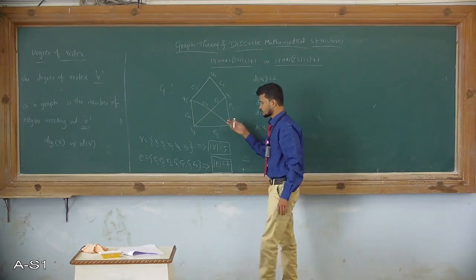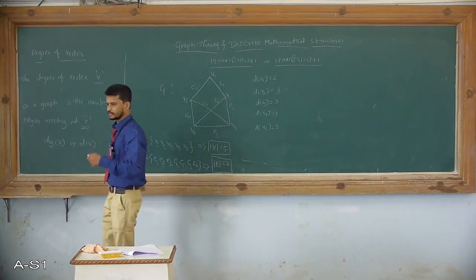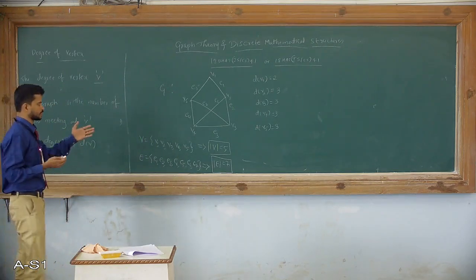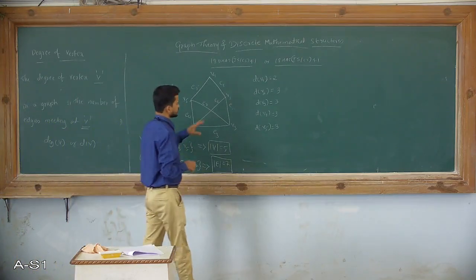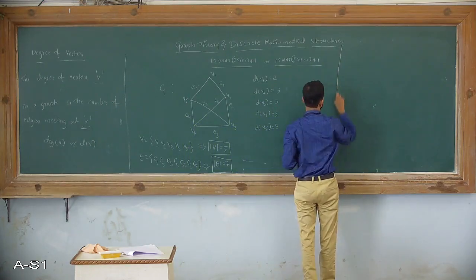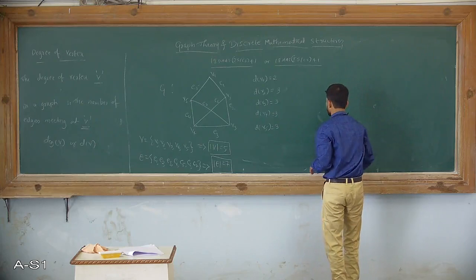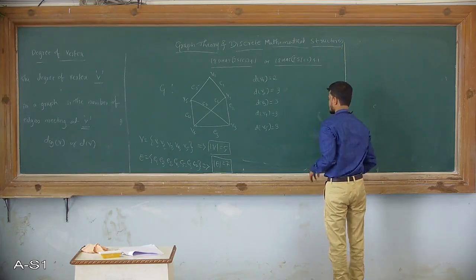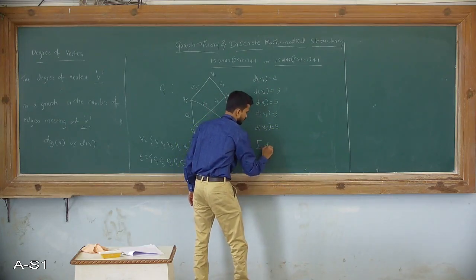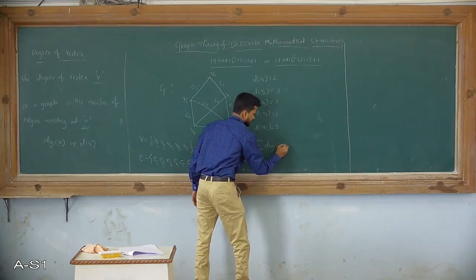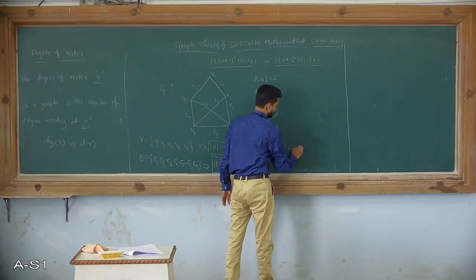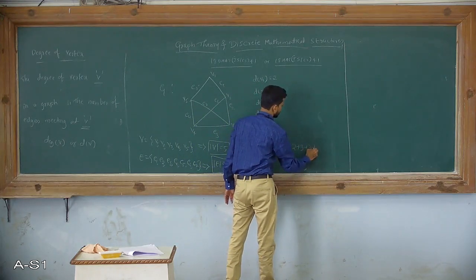Now based on this example, we move one step ahead. We try to explain the next concept using this example. First I will add the degrees of all the vertices. In this step I will add the degree of each vertex one by one. If I add the degree of each vertex, I will represent it as the summation of the degrees of each vertex. 2 plus 3 plus 3 plus 3 plus 3.